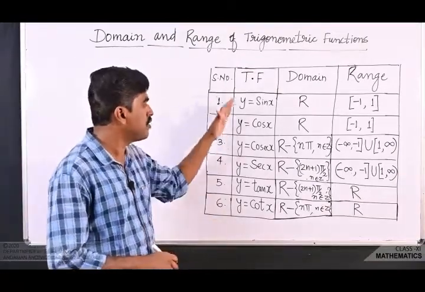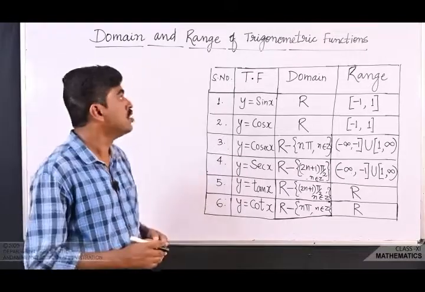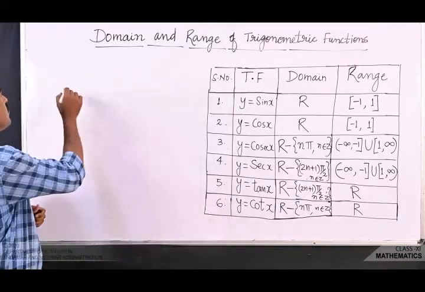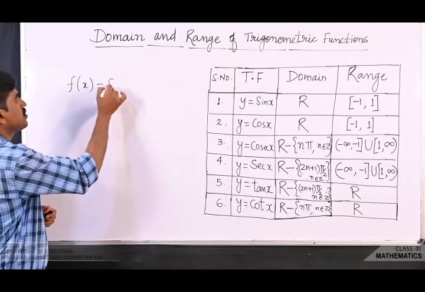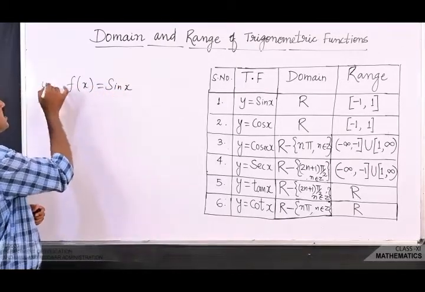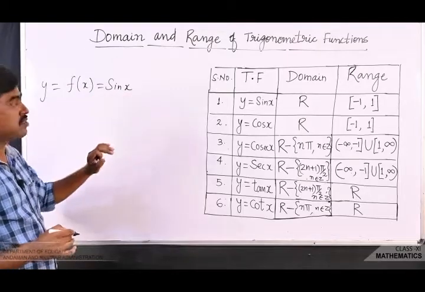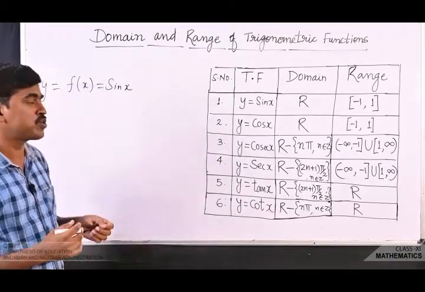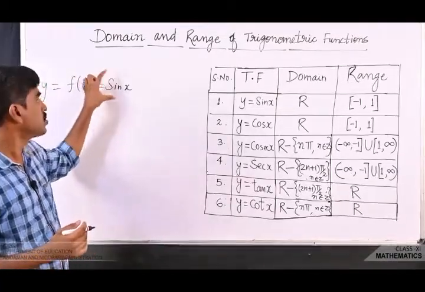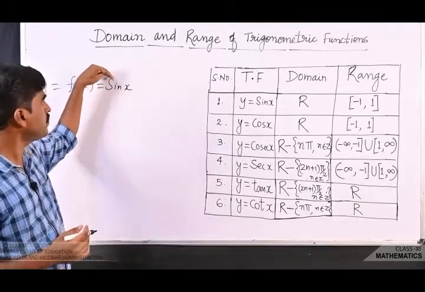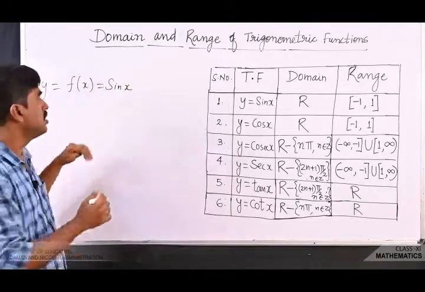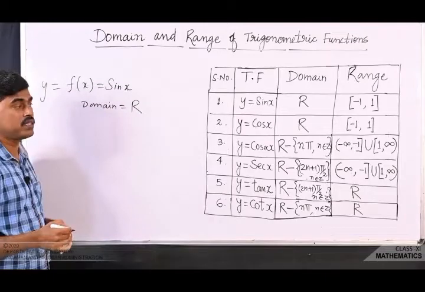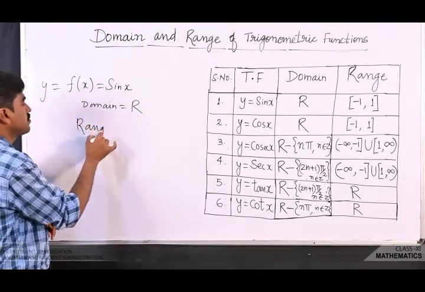As I told you, these trigonometric ratios are considered as trigonometric functions. So we have to discuss about the domain and range of these trigonometric functions. So first trigonometric function is f(x) = sin x, or we can also write it as y = f(x) = sin x. Now what about the domain of this function? Here domain means all the permissible values of x for which this function is defined. So here we know that we can find the value of sine for every real number. So here the domain of this function is set of real numbers. And what about the range of this function?